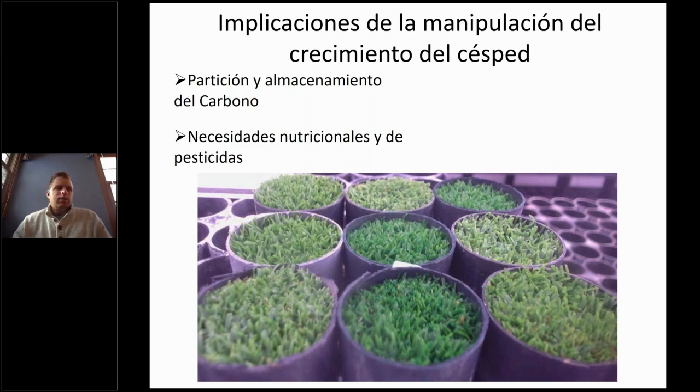Another impact of growth rate, especially clipping yield management, is the requirements of nutrients and pesticide applications that we put onto our grass. If the grass is growing faster, that means the nutrients are being removed faster in our clippings. And so the grass has to sustain itself by taking up other nutrients from the soil. That's a big factor, an implication of growth rate.